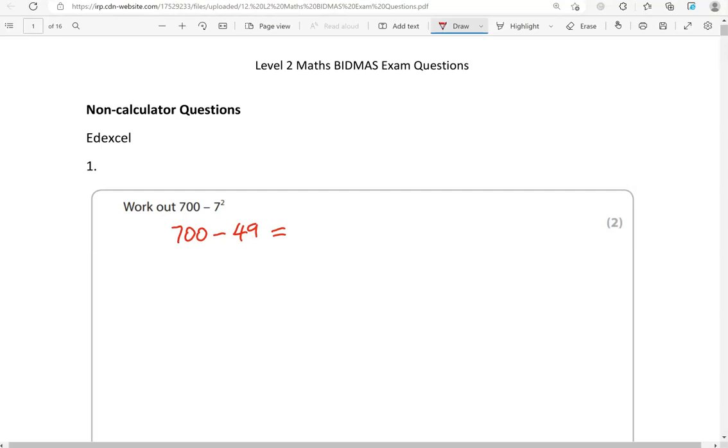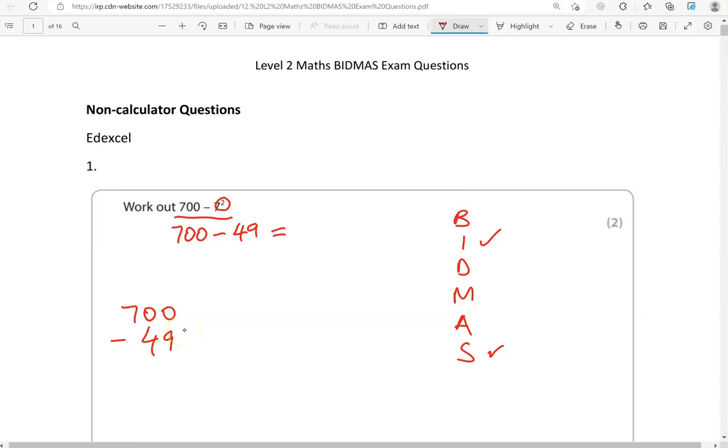You could also link it to BIDMAS. We've got brackets, indices, which is powers, and in this case that is squared. That's a power, that's an index. And then we've got division, multiplication, addition and subtraction. So what we have in this expression is subtraction and index, so squaring. Obviously, as you can see from BIDMAS, indices come first, so that's why we do 7 squared first. So 700 now, take away 49.